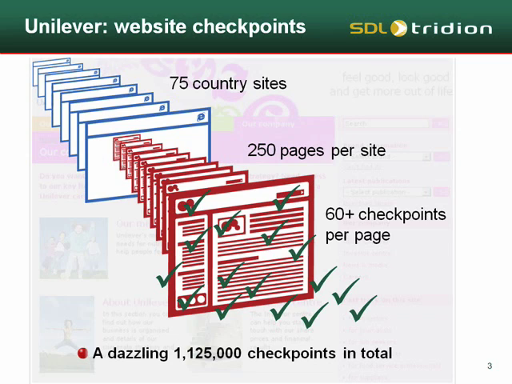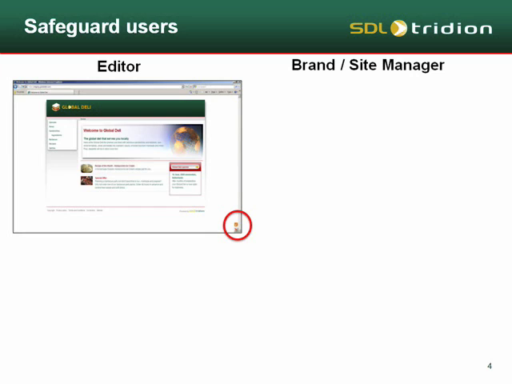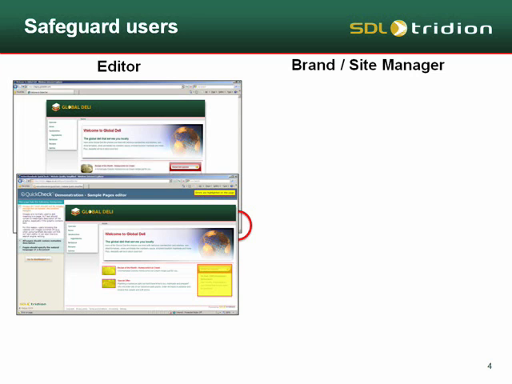I mentioned we have two user groups. We start with the editor. While working from the staging environment, the editor pushes the quick check button, right lower corner, to kick off a checking process. Failed checkpoints are highlighted on the staging page and can directly be corrected using Site Edit before publishing to live.